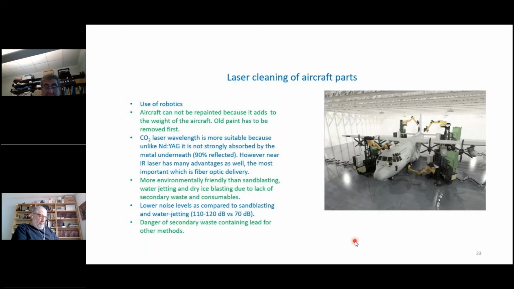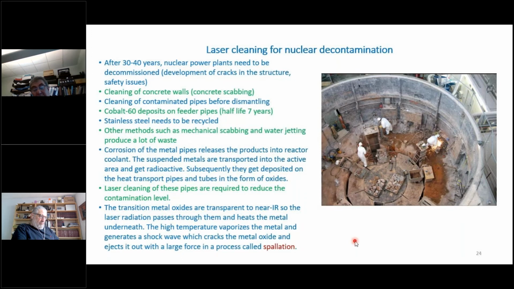Here's another very interesting application for nuclear decontamination. So here in Canada, in the provinces of Ontario and Quebec, we don't use coal. Quebec has a lot of water, so they use 94% hydroelectricity, but Ontario uses 60% nuclear power plants for generating electricity.